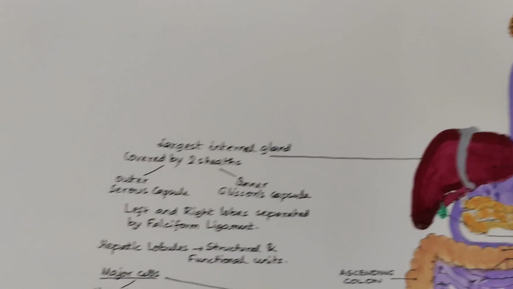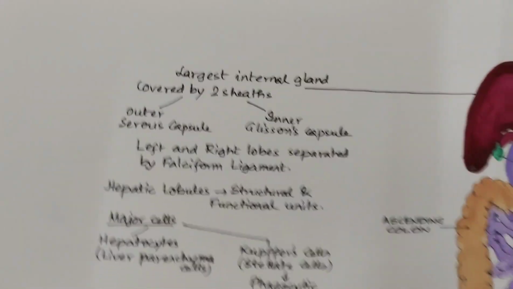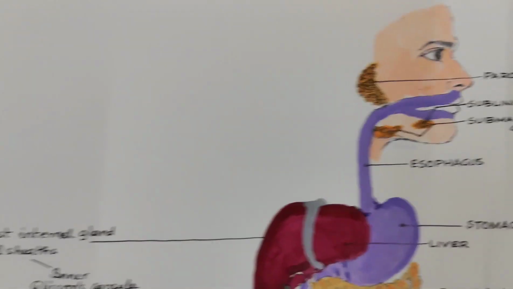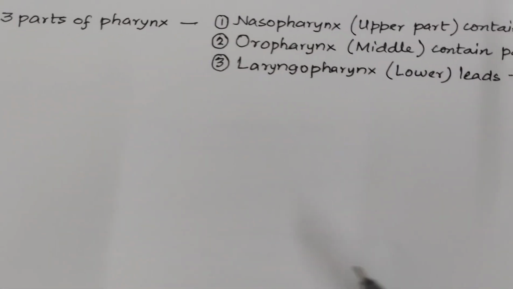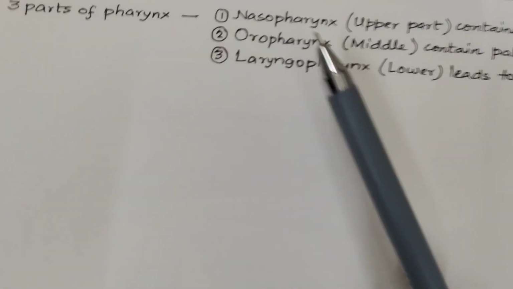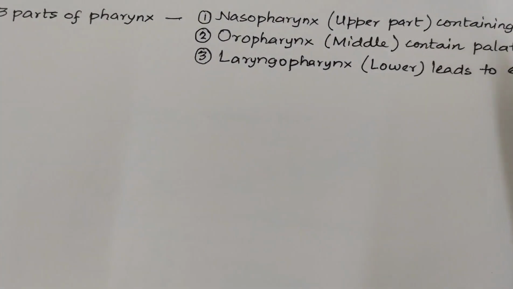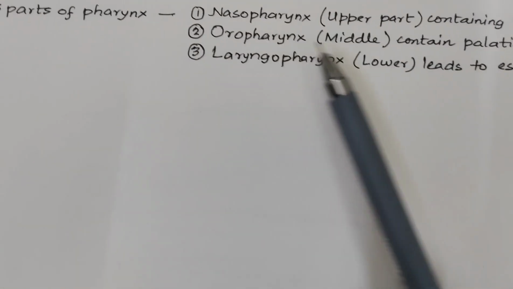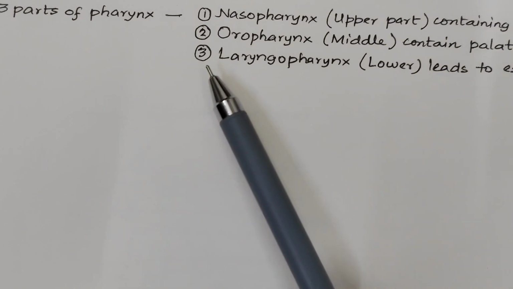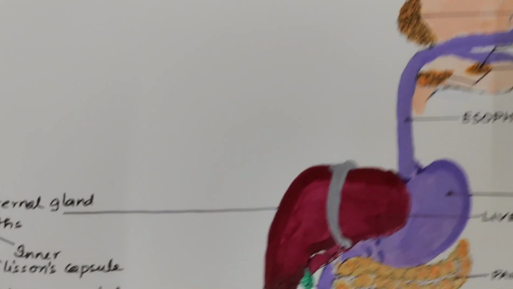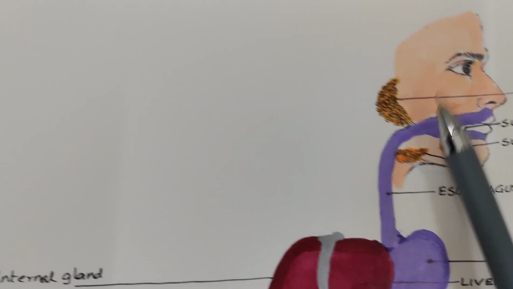Now we come to the digestive system. The digestive system over here. Let's first see the three parts of the pharynx. The nasopharynx, this is the upper part. The oropharynx, this is the middle part. And the laryngopharynx, this is the lower part. So this part is the pharynx.